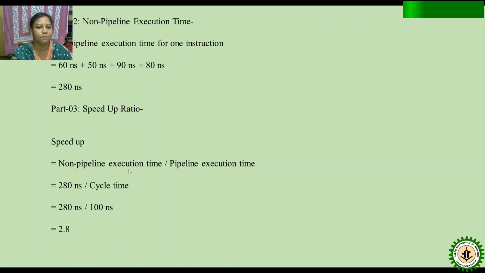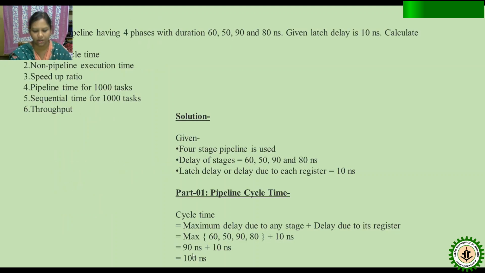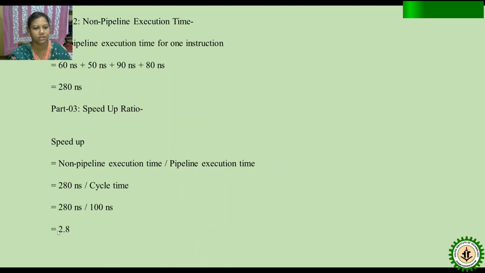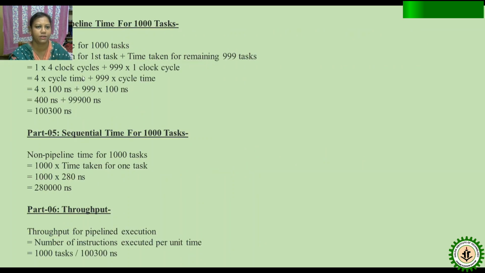Speed up is non-pipeline execution time divided by pipeline execution time. So 280 divided by 100, because the pipeline time is 100 and the non-pipeline time is 280. The 280 divided by 100 is 2.8.